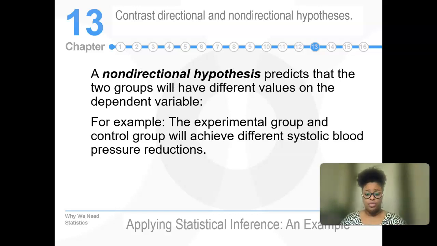A non-directional hypothesis is going to predict that the two groups will have different values. So again, if I'm not going to choose which way that is going to go, then that will be the non-directional hypothesis versus directional, where I'm going to answer and predict and choose the direction that I think the outcome will be for the hypothesis that I've created based on my research question.